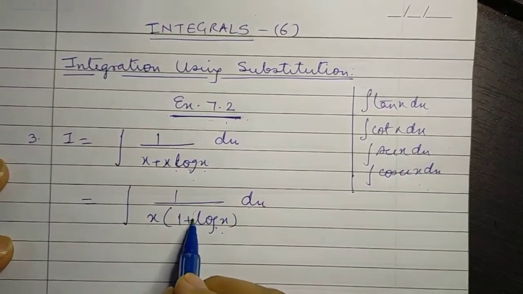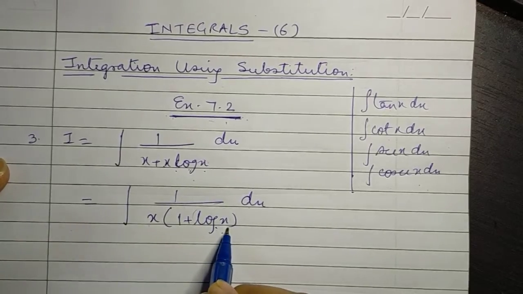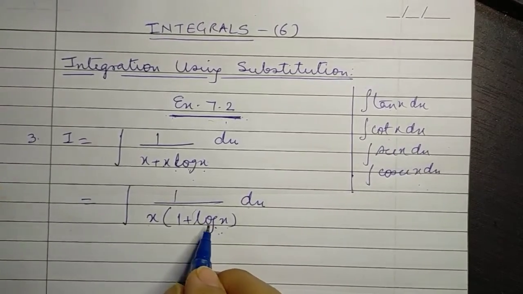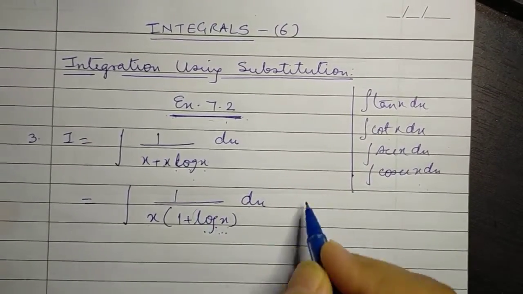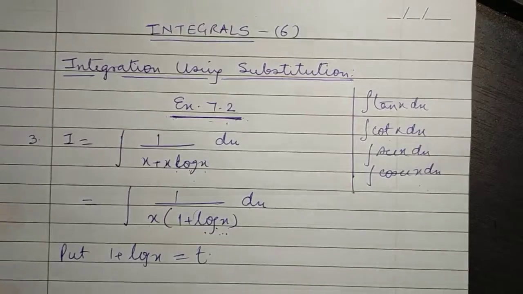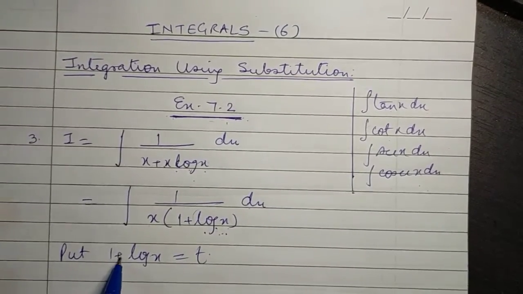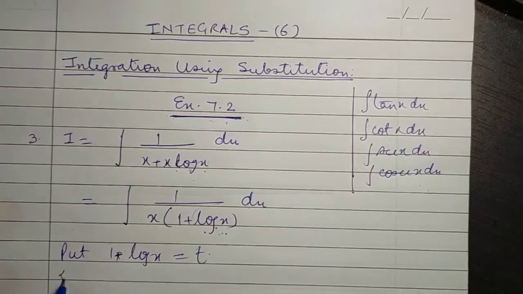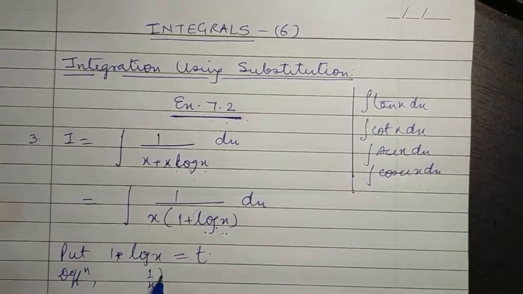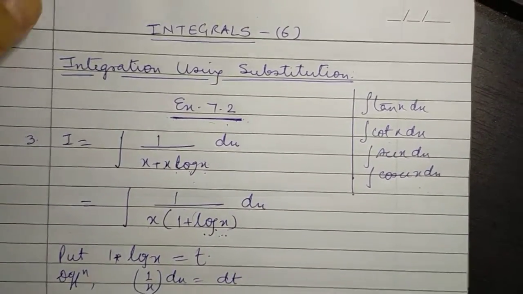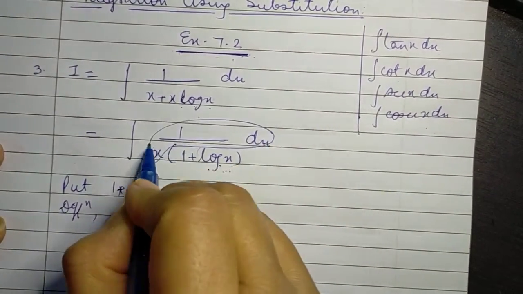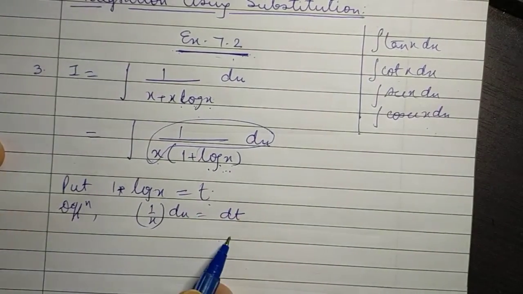Now here you could have put only log x also as t, but in that case you will have to apply substitution twice. So though we can still continue doing it, it will be much longer. So what we do is straight away put 1 plus log x as t. Since the derivative of 1 is 0, differentiating we get only 1 upon x into dx equal to dt. So we observe that if you put this as t, 1 upon x dx gets absorbed in dt.